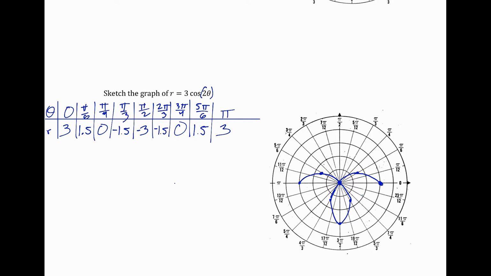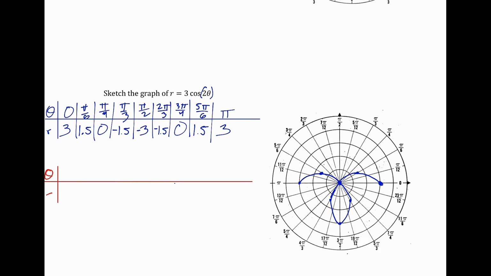Now folks, I'm going to create another table in a different color, and we're going to keep going around. We've made it really like halfway around our full circle. So we're going to keep going. We're going to do some more thetas, get some more r values, and follow the same pattern.